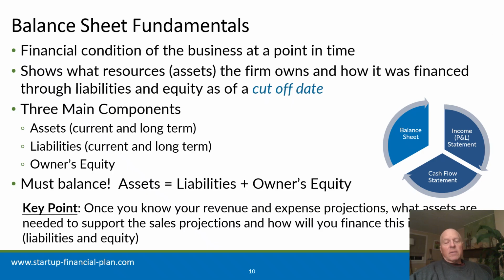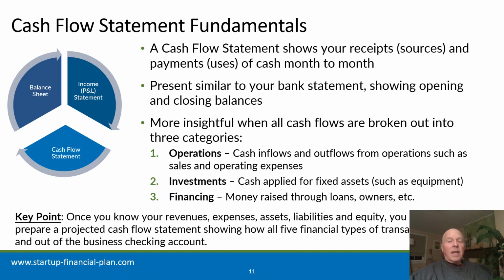So the balance sheet is going to tell us the assets and how we fund and finance it through liabilities and equity. And once I know that, then and only then can I go to the cash flow statement, because I need to know what those 5 types of account transactions are. I need to know revenues, expenses, assets, liabilities, and equity, because all 5 of those are going to touch your business checking account. So once I know the income statement and balance sheet, then and only then would I prepare the cash flow statement that shows the money moving in and out of your business checking account.